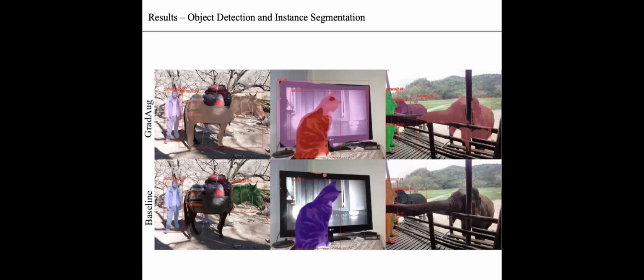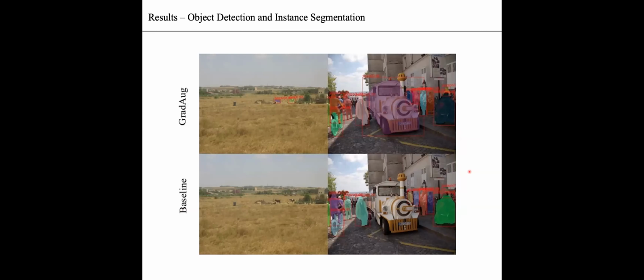And this is a couple of visual examples to show our GradOrg approach is able to detect more objects and do a better job on the instance segmentation. And this is another example. For this one particularly, the baseline is not able to detect any of the objects, but using the GradOrg regularized training, it is able to successfully detect these two horses.